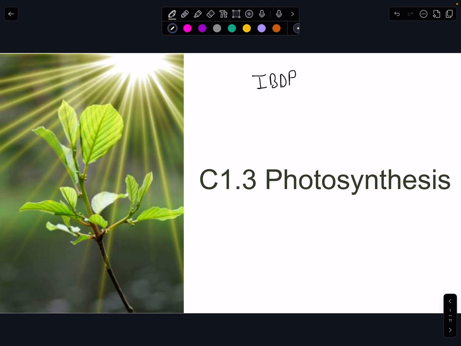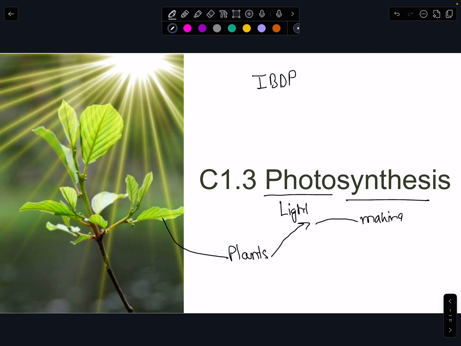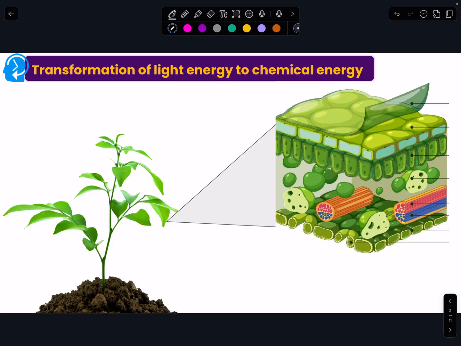We already know the meaning of photosynthesis. Photo means light and synthesis means making something. That means the plants that we see here are going to use light as a source of energy, and they are going to use that light energy for synthesizing their own food. Slowly and gradually we'll be diving deeper into this topic. Before that, let's understand more about it.